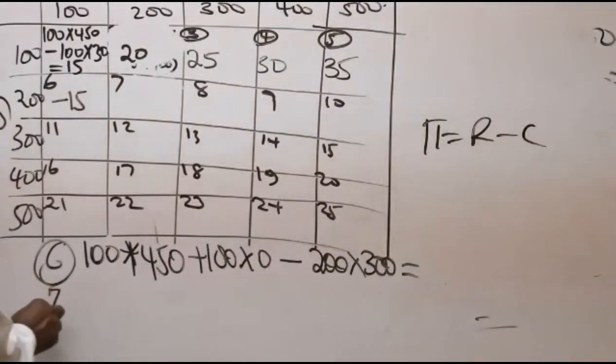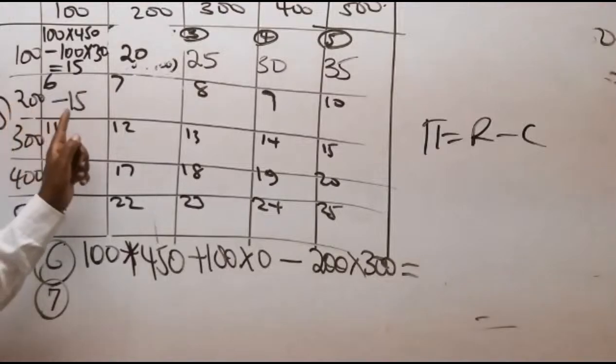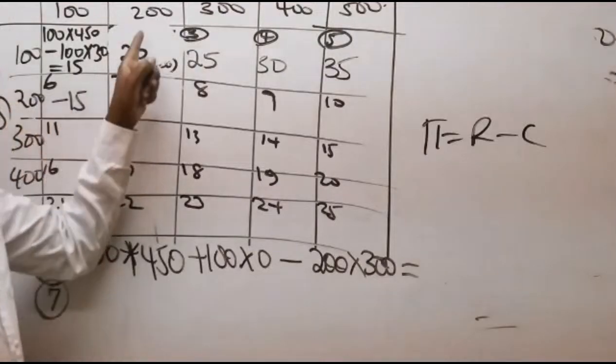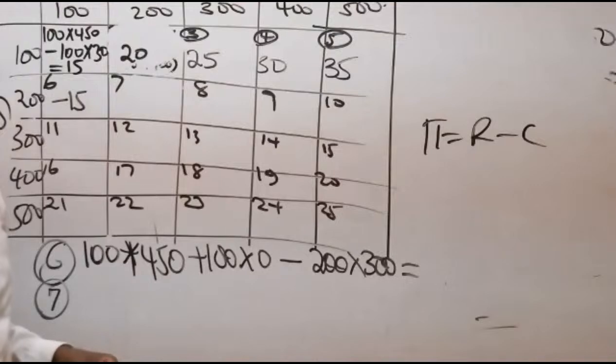So please go to number 7. Cell number 7 is a perfect match. Cell number 7, there is nothing to think about. Because here in cell number 7, we supplied 200, and how many of them have been demanded? 200. We supplied 200, and 200 have been demanded.